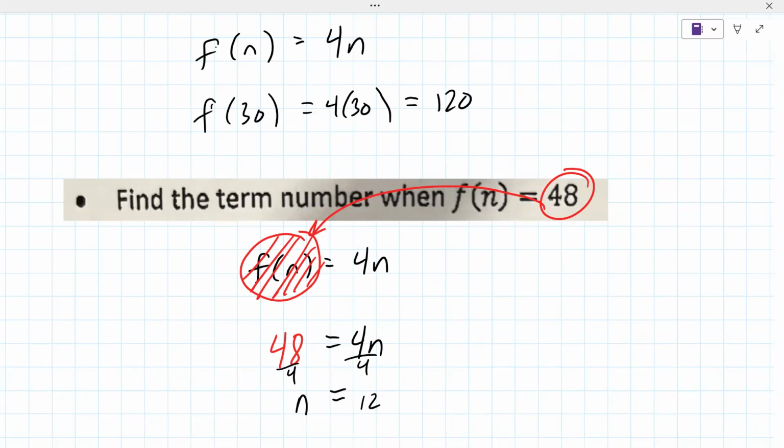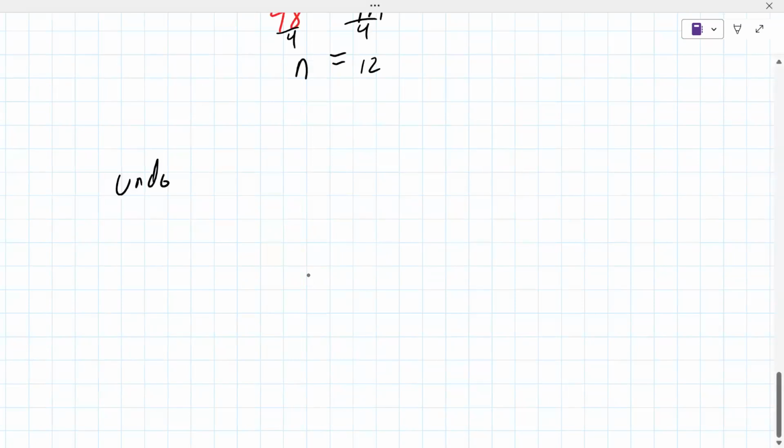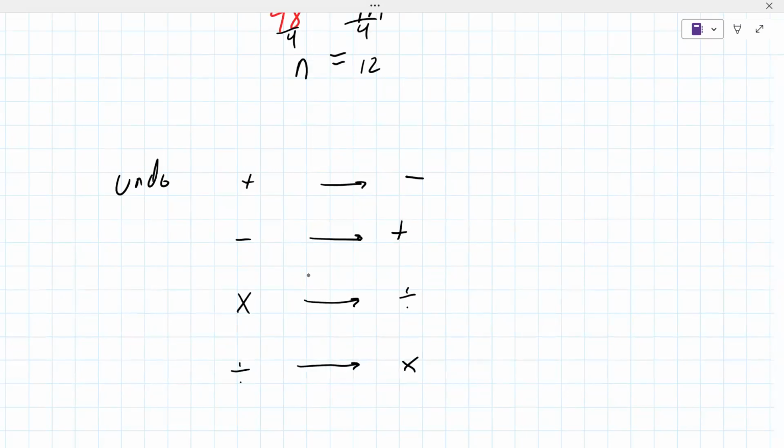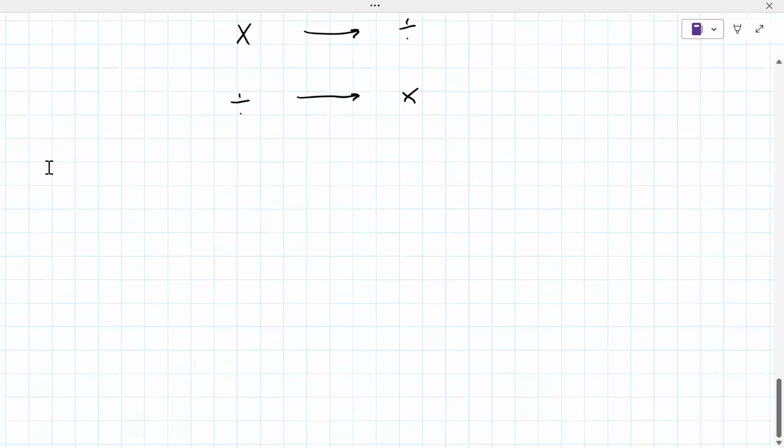Any thoughts on that? I just was confused about subtracting or dividing. Okay. So as a reminder, you undo addition with subtraction, subtraction with addition, multiplication with division, division with multiplication. All right.